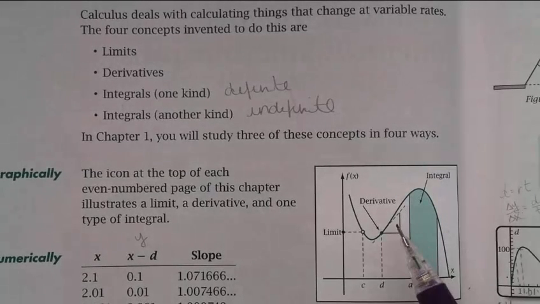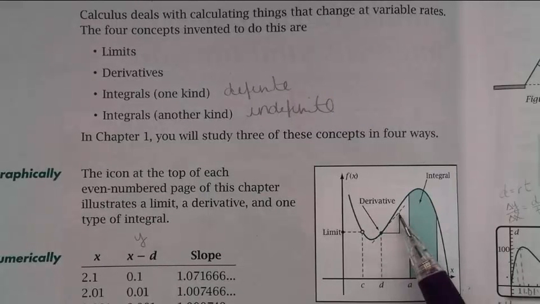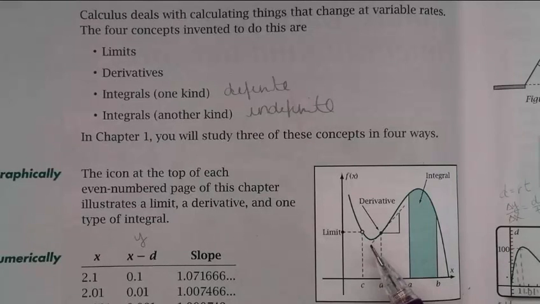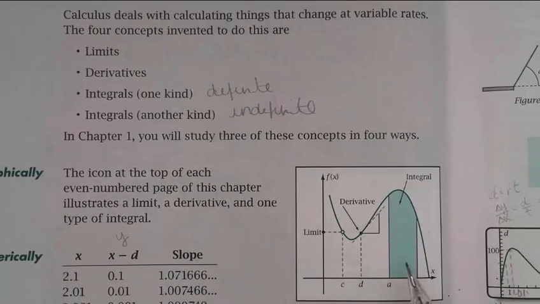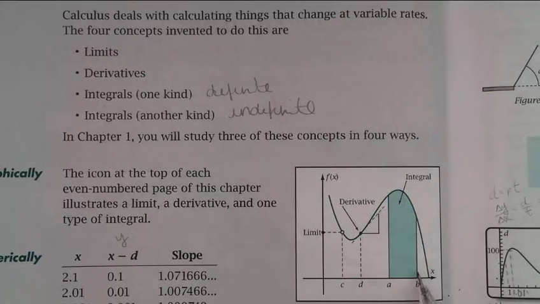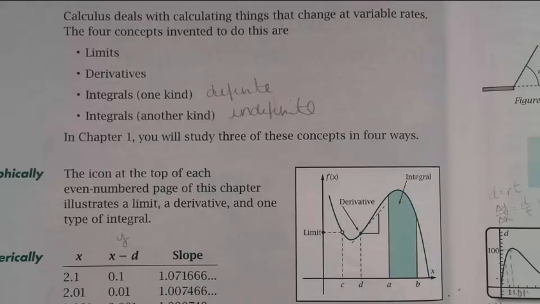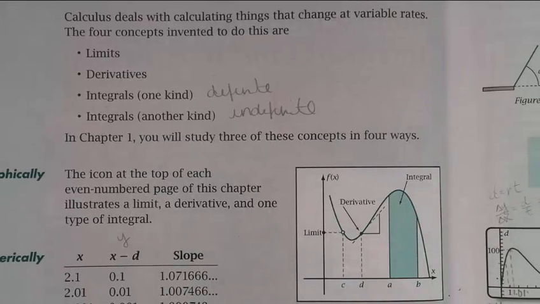Derivative, okay? Derivative, you're going to find out, is basically another word for slope, but it's a special kind of slope, okay? And then integral. Integral is basically the area under a curve. Okay, so what are we doing here? We're doing limits. We're really looking at slope, a special kind of slope, and area. Not too hard. Okay, so that's graphically.